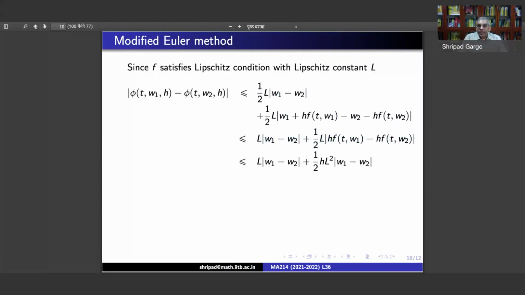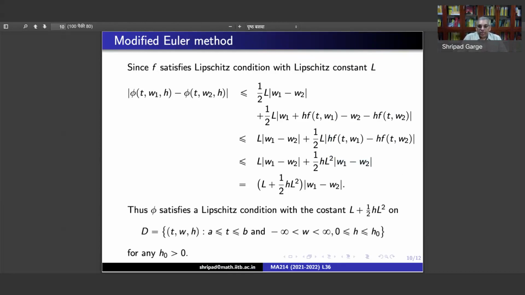So you have one more L coming out, which will be L square, and you have mod W1 minus W2 here. And now you can simplify this in the following way. So your mod phi(t, W1, h) minus phi(t, W2, h) is less than or equal to a constant times mod W1 minus W2. There is no condition on h here. So for any h naught positive, the function phi satisfies the Lipschitz condition with a modified constant, which is capital L plus 1 by 2 h L square.